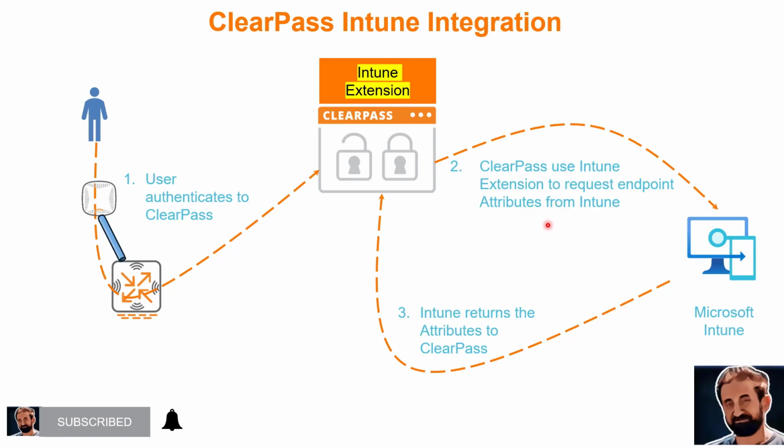ClearPass will use the Intune extension to request the attributes. So basically the authenticated endpoint will be presented inside ClearPass. ClearPass will use the retrieved attributes that were sent by Intune to take action. So based on the policy, it will have all the attributes that are retrieved from Intune upon the request of the extension. So let's go.